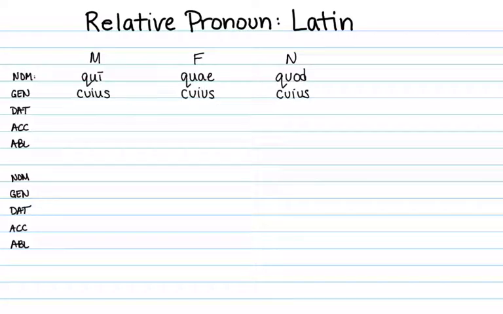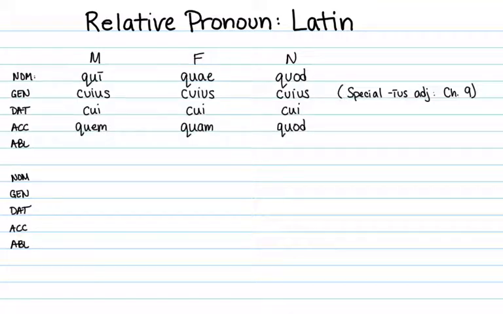Genitive cuius, cuius, cuius. These are going to behave like the special IUS adjectives that you learned in Chapter 9. So you're not going to be surprised when you see that the dative is cui, cui, cui, ending in a short I. Accusative quem, quam, quod, because remember the neuter accusative always equals the neuter nominative. Ablative quo, qua, quo.